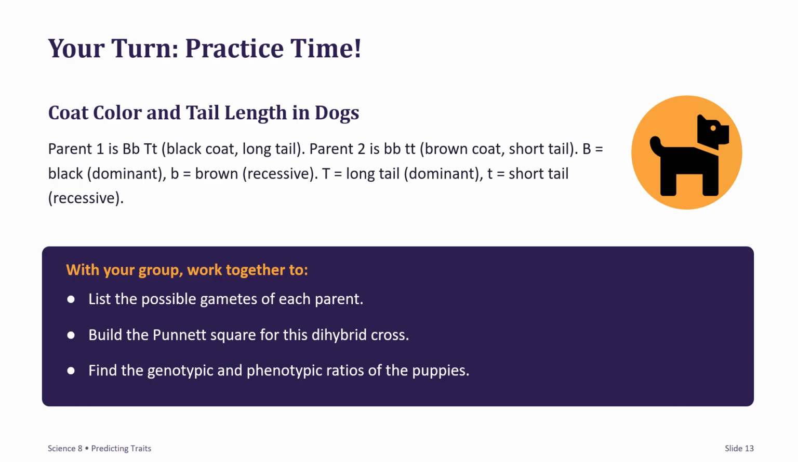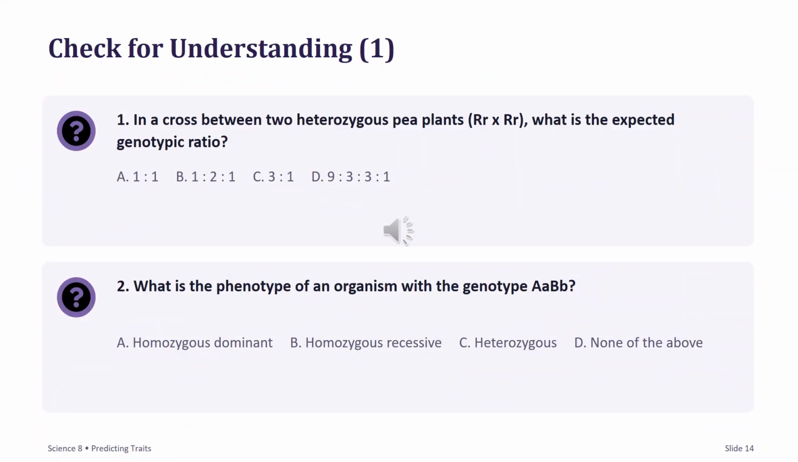Let's check your understanding with a few quick questions. Read each question carefully and choose the best answer. Question 1. In a cross between two heterozygous pea plants, Rr crossed with Rr, what is the expected genotypic ratio? Your choices are A. 1 to 1, B. 1 to 2 to 1, C. 3 to 1, or D. 9 to 3 to 3 to 1.